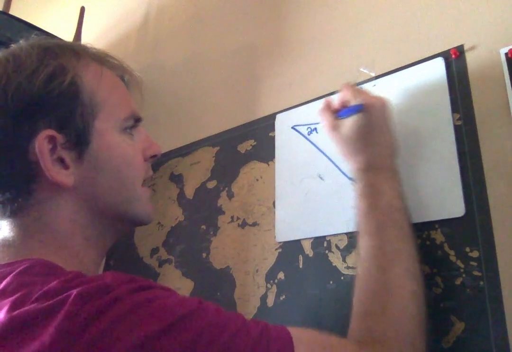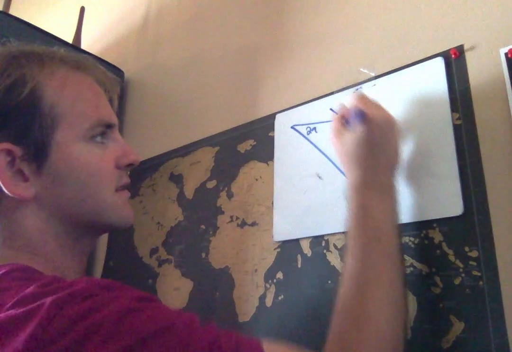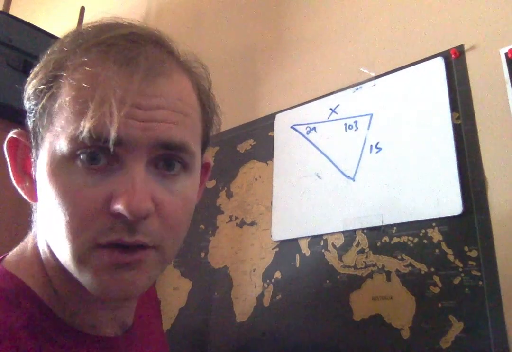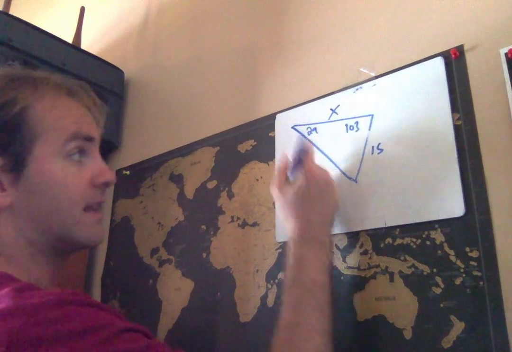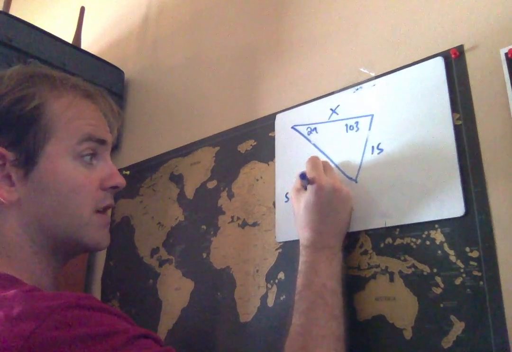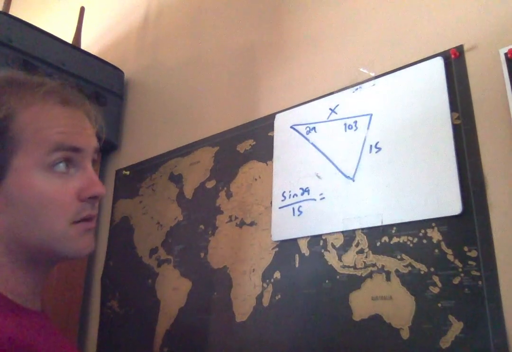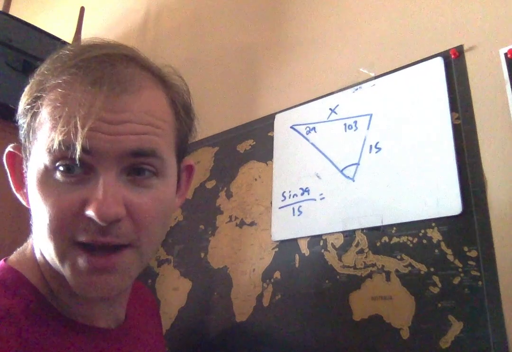So I have 29 and 103, and then I've got x and 15. So I've got at least one angle side pair. I know the 29 and the 15, that's an angle and a side, and they're across from each other, so I can do sine 29 over 15. Here's the problem, though. This is my side, so this is the angle I have to use. How do I find that third angle?